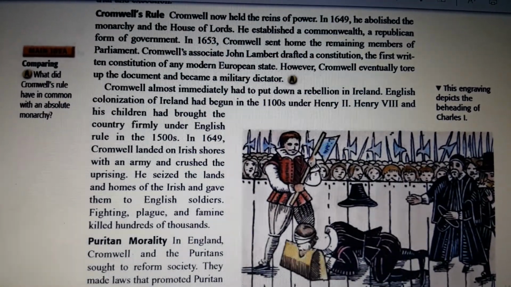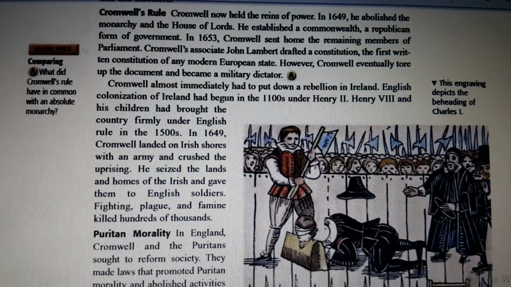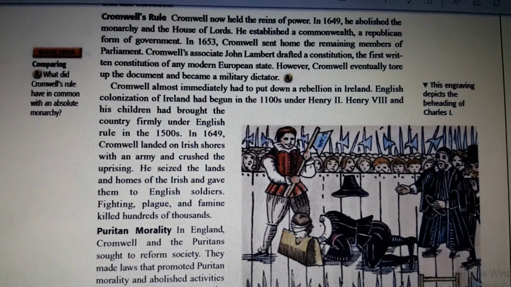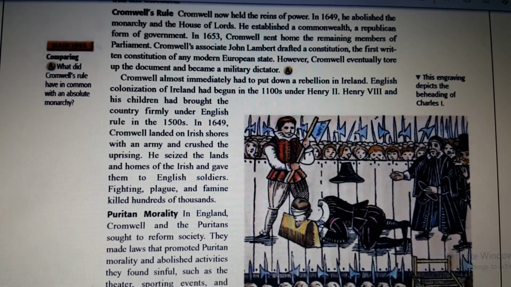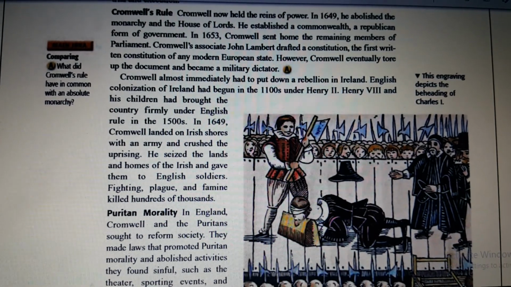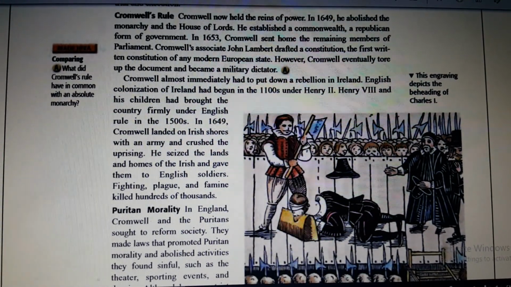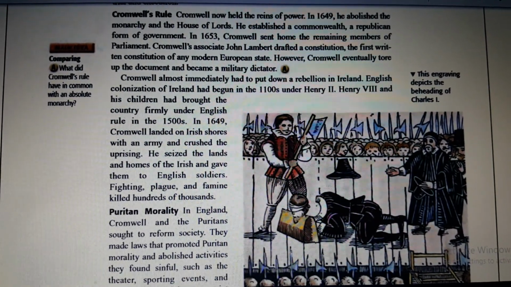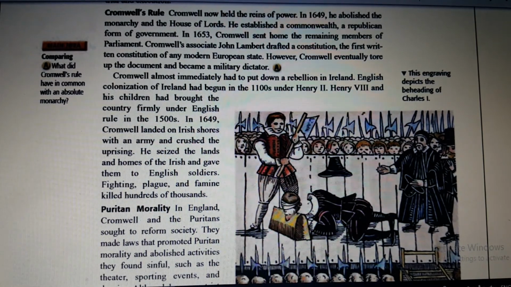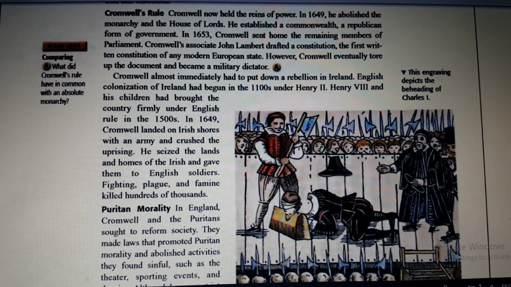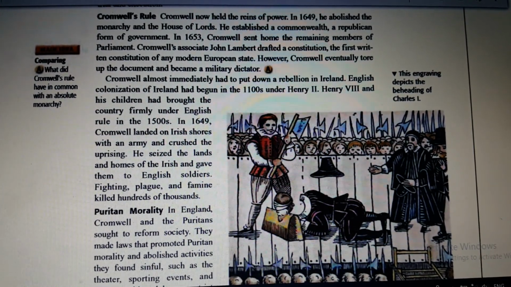Cromwell also had to put down a rebellion in Ireland. England's colonization of Ireland had begun in the 1100s under Henry II. Henry VIII and his children had brought the country firmly under English rule in the 1500s. In 1649, Cromwell landed on Irish shores with an army and crushed the uprising. He seized the lands and the homes of the Irish and gave them to English soldiers. Fighting, plague, and famine killed hundreds of thousands.